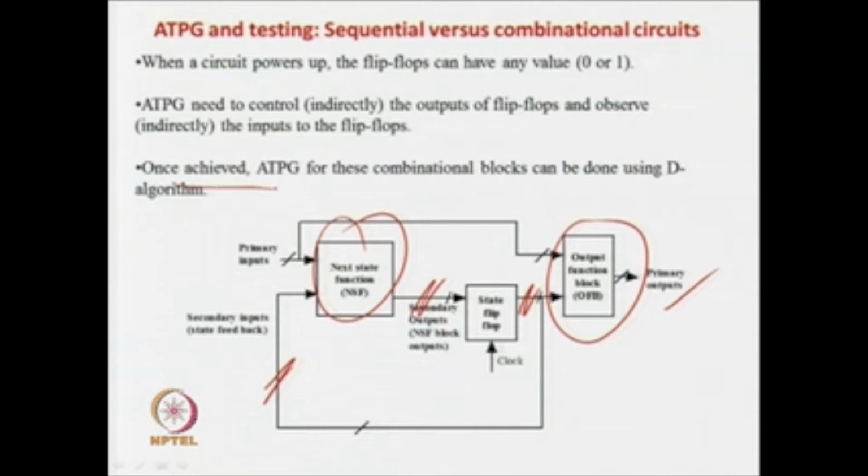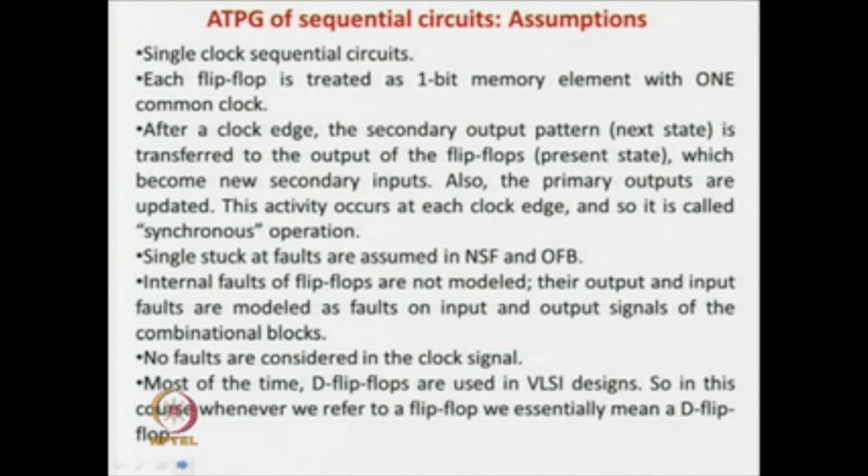Once achieved, ATPG for these combinational blocks can be done by D algorithm. That is what we are going to see in today's lecture, how to do that. We will apply the algorithm, but specially we have to control the virtual primary inputs, and somehow we have to observe the virtual primary outputs. This is our job, then our job will be done. So, ATPG for sequential circuits will be the same as ATPG of the combinational circuits.